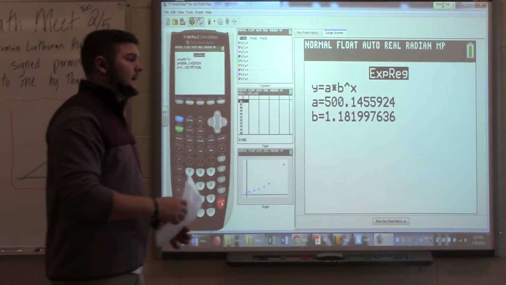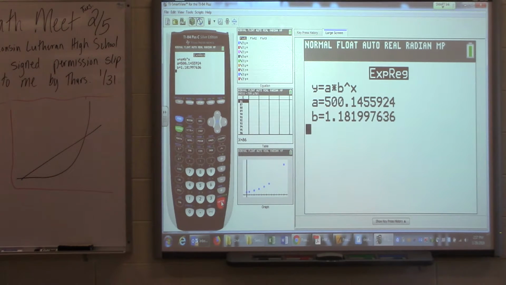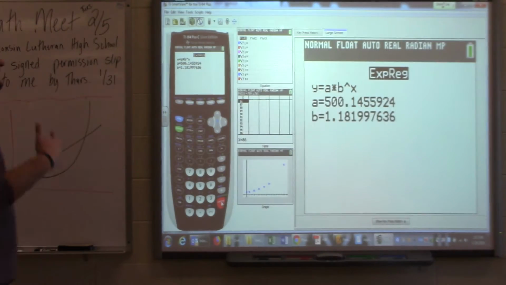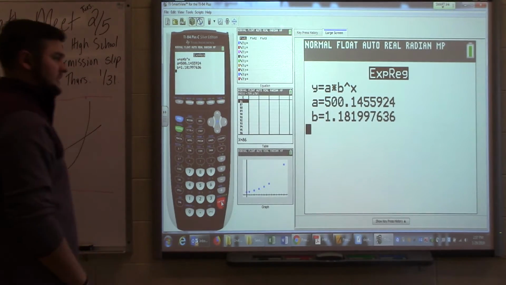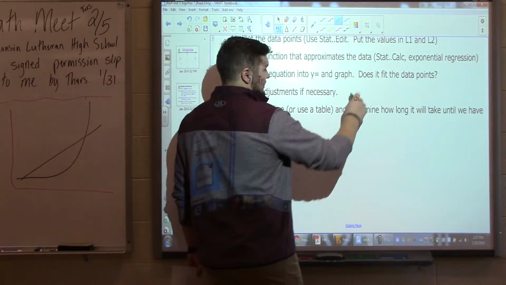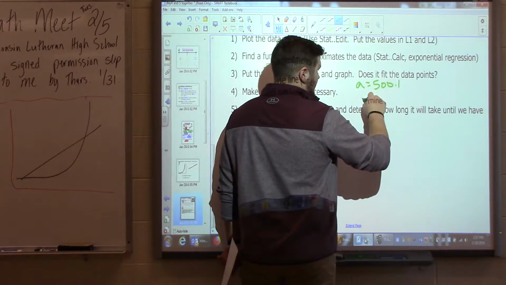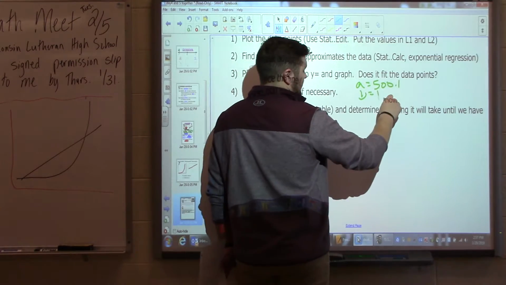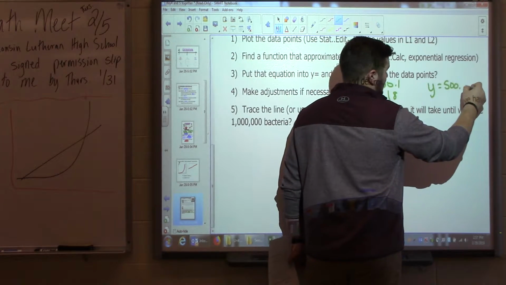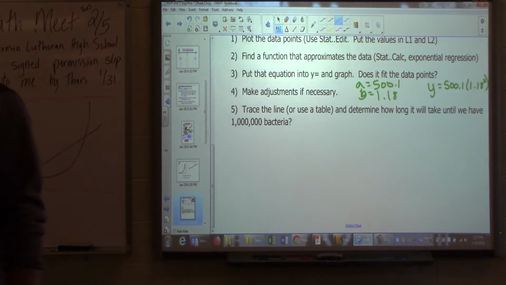It's going to tell me my equation is y equals a times b to the x power. It tells me that every time I do a regression. My a value is going to be 500.1455924, and so on. My b value, 1.181997636. If I go back and write down that a equals 500.1 and b equals 1.18, and I write my equation y equals 500.1 times 1.18 to the x power, am I going to get an exact number that I'm looking for?